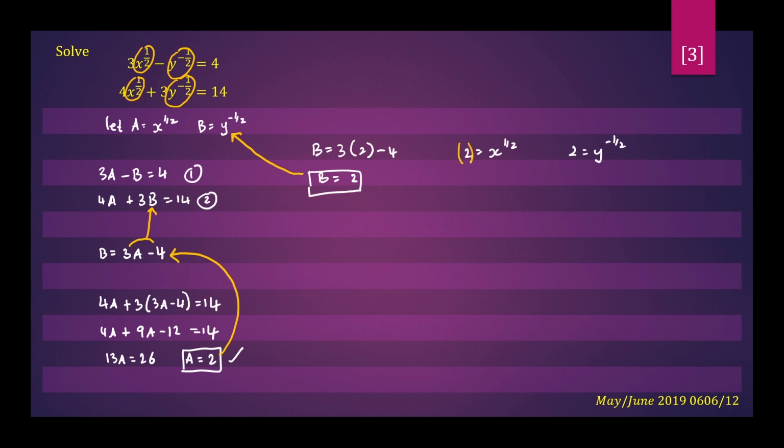In the first equation, we'll square both sides. So the 2 and the half will cancel. So x will be equal to 4. In the second equation, we'll raise both sides to negative 2. So negative 2 cancels negative a half. y will equal 2 to the power negative 2, which is 1 on 4. So your two solutions are x equals 4 and y equals 1/4.